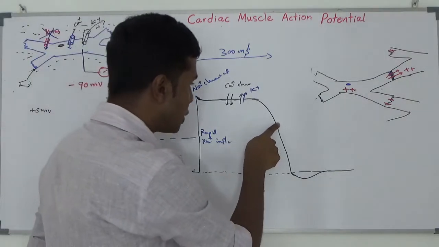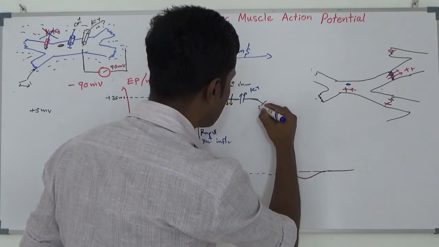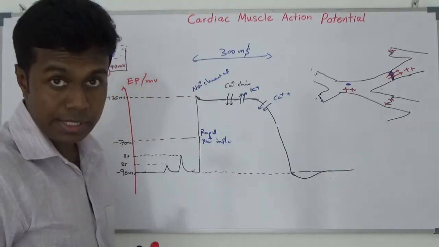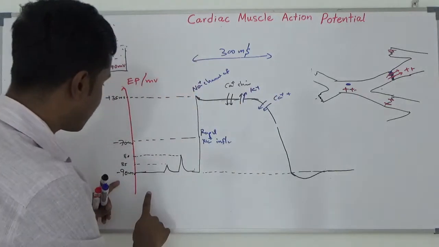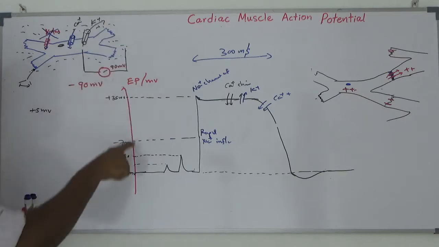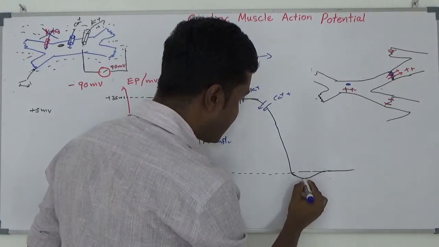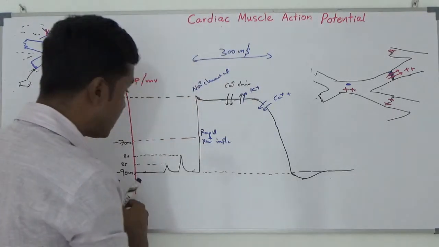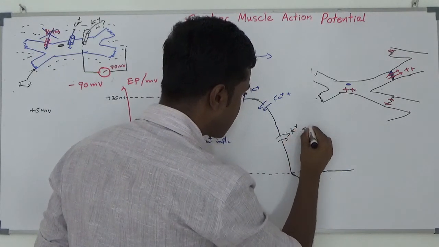After that, your calcium channel is going to be closed. With the calcium channel closed, your potassium channel is still in the open state. Because of that, potassium continues to go out. When potassium goes out, positive ions move from inside to outside and the cell becomes gradually negative. It becomes even lesser than minus 90 millivolt with the potassium efflux.